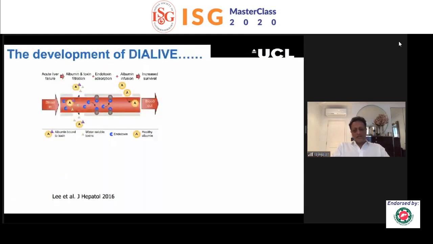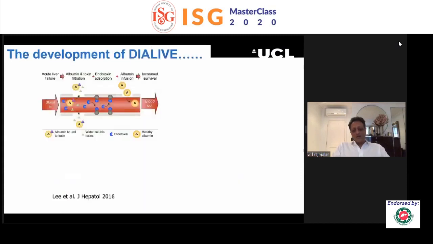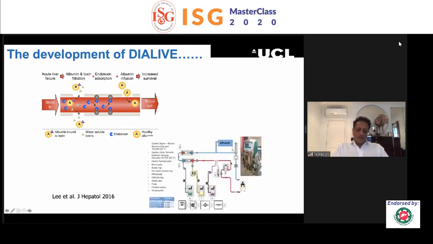So this is what I've been passionate about for a long, long time. And if you followed my story so far, what we're talking about is DAMPs and PAMPs accumulation in patients with ACLF. So this is a device that we developed nearly 10 years ago, 7-8 years ago. It's called DiaLive. It essentially incorporates 2 filters. So what we did is to repurpose Prismaflex, which is a kidney dialysis machine.